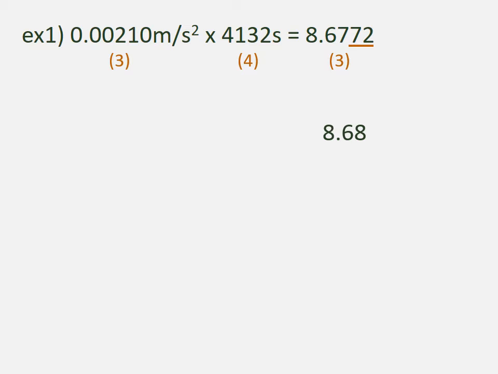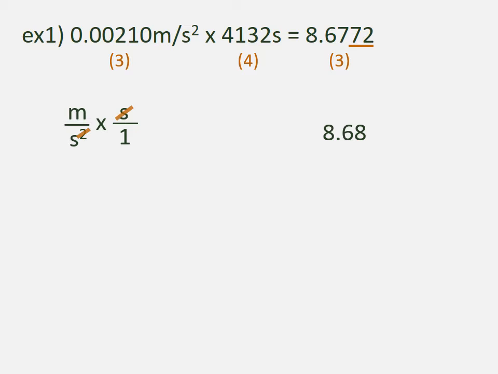Now for my units. I got meters per second squared multiplied by seconds. I like to write it as 2 fractions. Once I've written it as 2 fractions, I will then factor out whatever is common in the numerator and the denominator between the 2 fractions. So I have an S on the top and an S on the bottom that can factor out.